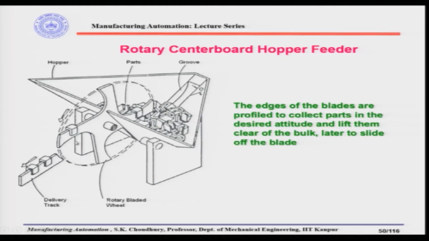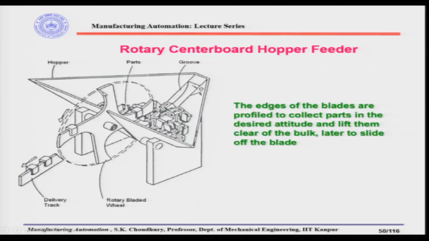So, therefore, here there is no reorienting device which you require, and if this is the desired orientation which should be coming to the assembly in this way, then this is the very big advantage of the hopper feeder, because it will be coming at a particular desired orientation and always it will be available in that orientation only, and later slide off the blade, as I said.